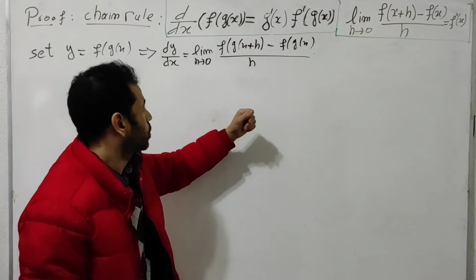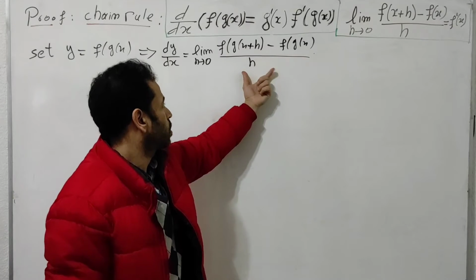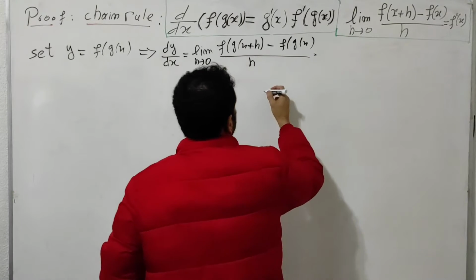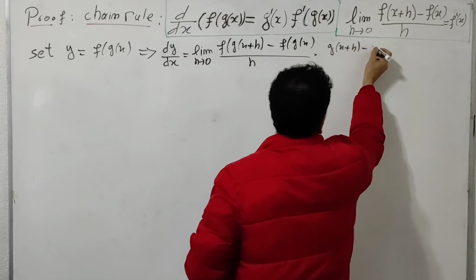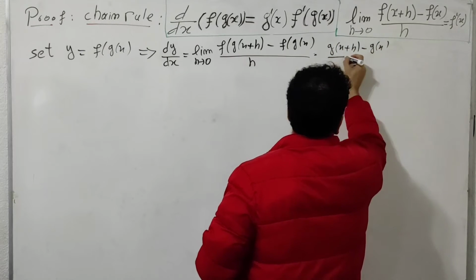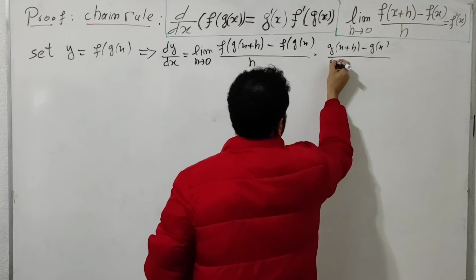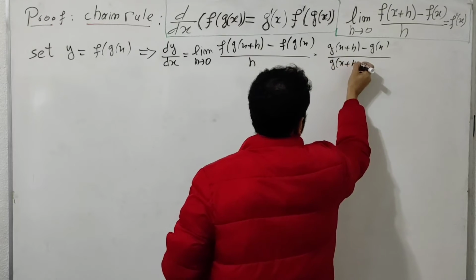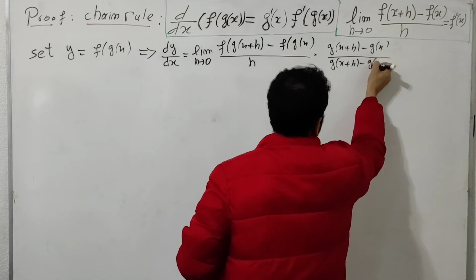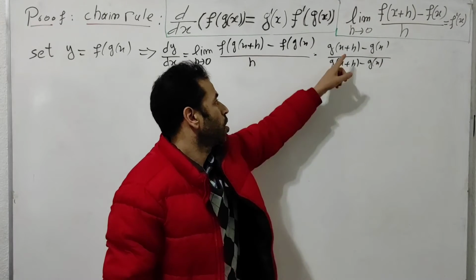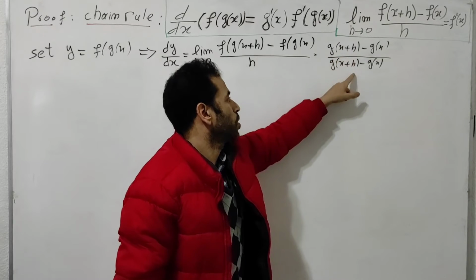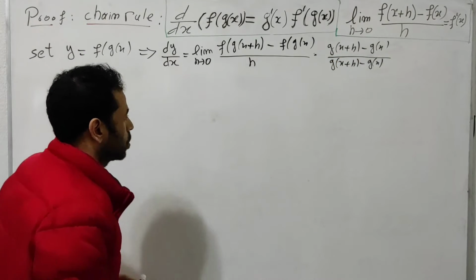What I'm going to do now, I leave this one as it is. I'm going to multiply by g of x plus h minus g of x, divided by itself, which is g of x plus h minus g of x. Okay, as I did nothing, just dividing this one by this one, which is 1 equal to 1.